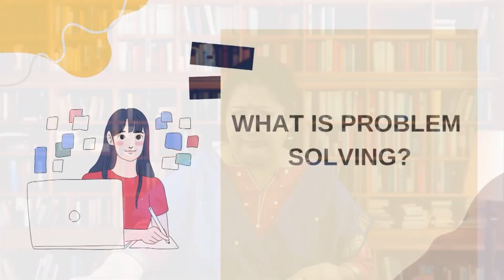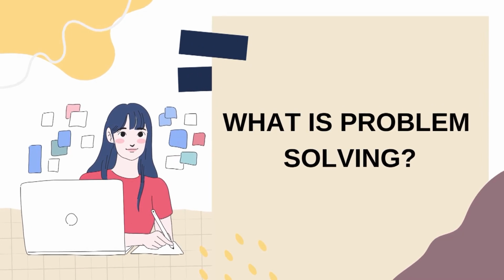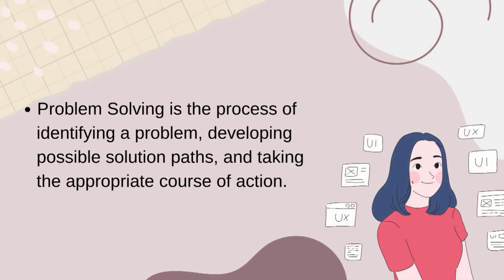What is problem solving? Problem solving is the process of, first of all, becoming aware that there is a problem, so identifying a problem. Once I become aware of the problem, then developing possible solution paths: what are the different options available? And then taking the appropriate course of action. So out of the various probable solutions, which one to choose and why, and after selecting a particular solution, what course of action to take. This is what problem solving is.